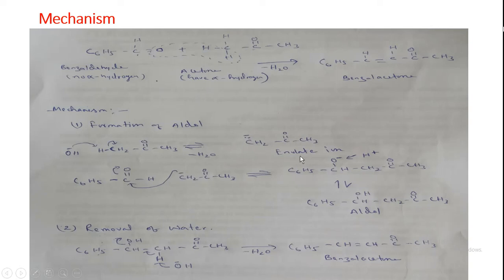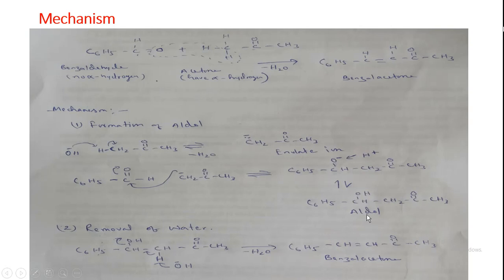You see, this electron pair, double bond electron pair, is taken up by this oxygen, so O negative, and it forms a bond between C and C. So CH, CH2, then again C double bond O, CH3. Next what will happen, the H plus from water will attack this negative oxygen to form OH, and that compound is known as aldol. Okay, C6H5CHOH CH2 C double bond O CH3.